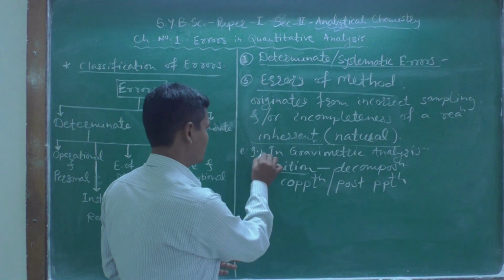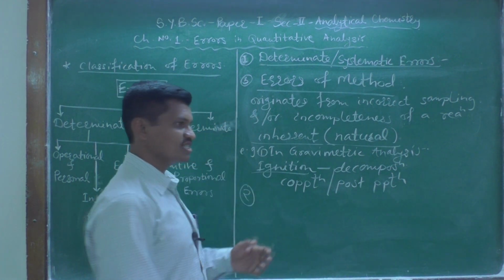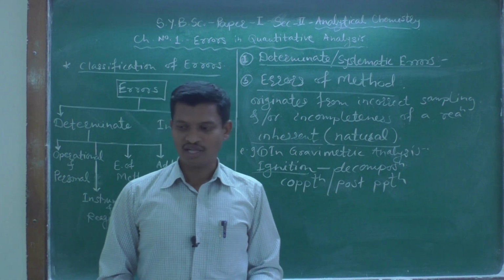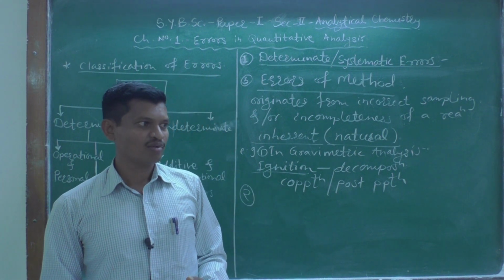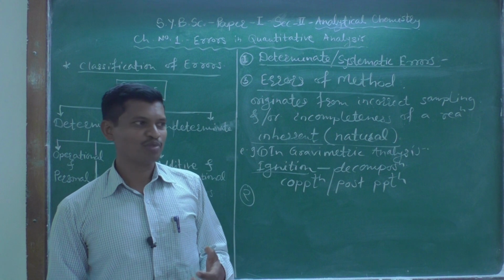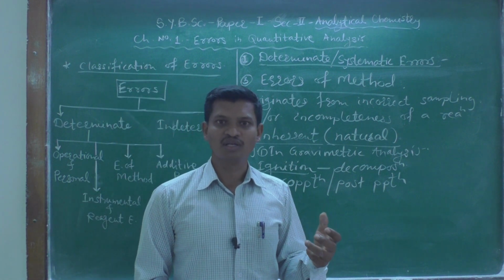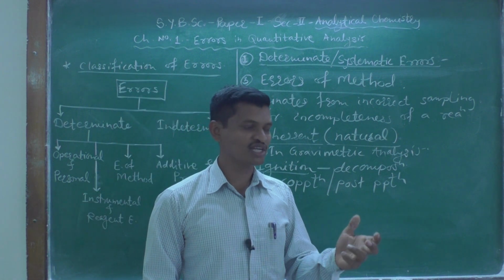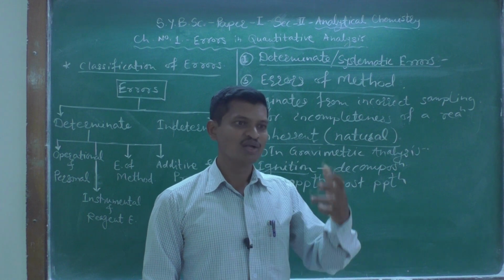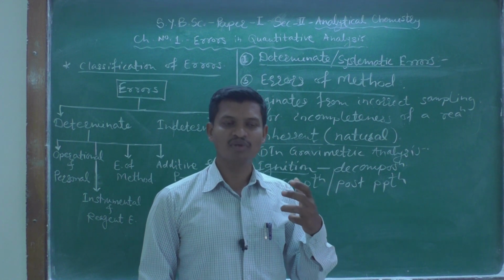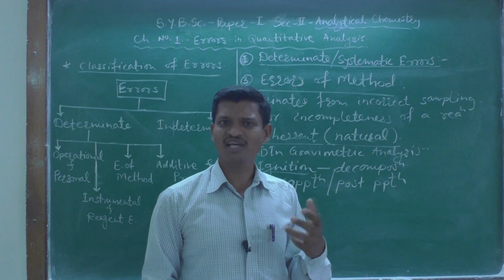The second example is in volumetric analysis. We are doing a titration, for example, phenolphthalein indicator is used for the acid-base titration. Phenolphthalein indicator is used for acid-base titration, and we know that the color of phenolphthalein in NaOH, that is in base, is colorless.